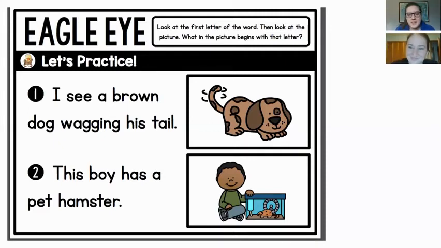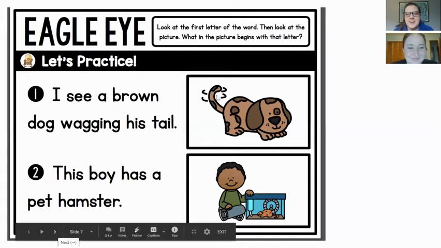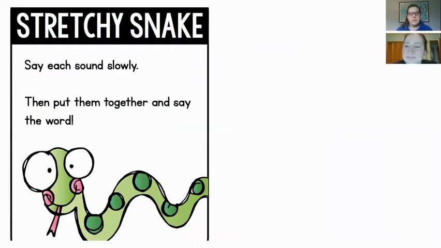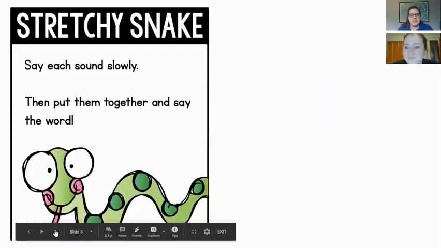Awesome. I used my eagle eye to find the first sound in the picture. All right. Ooh, our next one is Stretchy the snake. We say each sound slowly, then we put them together to say the word. Stretchy the snake's a lot of fun. Can you show us an example, Miss Lindemann? You bet. Here I go.